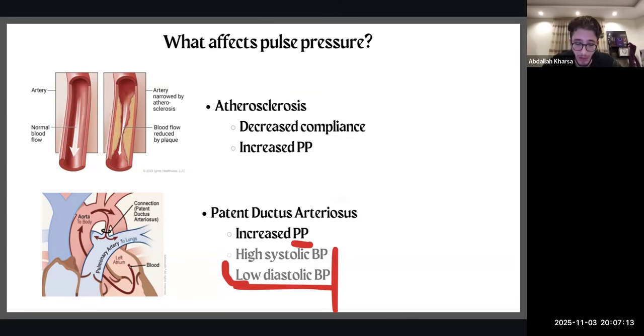Why do you have decreased diastolic pressure? This is because blood is leaking out of the aorta. The ventricle is relaxing, and blood is leaking out of the aorta into the pulmonary artery. So when the ventricle is relaxing, there's going to be really low pressure in the aorta. That's why the diastolic pressure is going to be lower, and systolic pressure is going to be higher. Does this make sense? Thank you. Okay.